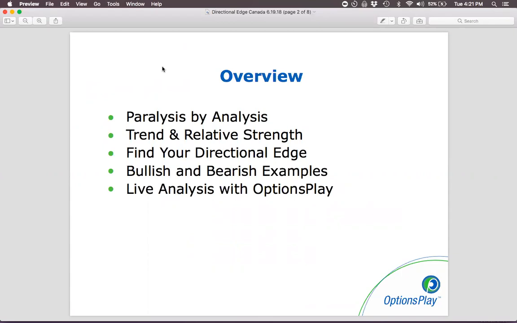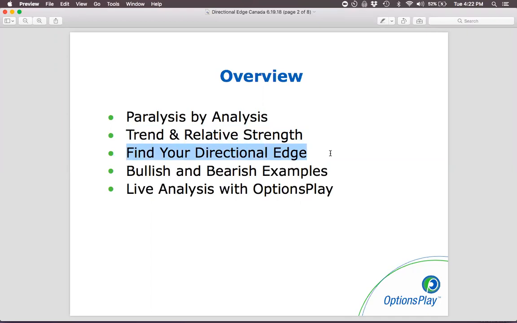So what I want to talk about is how we simplify your process of selecting stocks and analyzing those stocks. And we're going to do that through what we call trend and relative strength analysis. These are two tenets of technical analysis that we use heavily in our research when it comes to OptionsPlay. And I want to show you the strengths and weaknesses of each one. And then what I really want to focus on is showing you how you can use the two in conjunction with each other to find your directional edge.